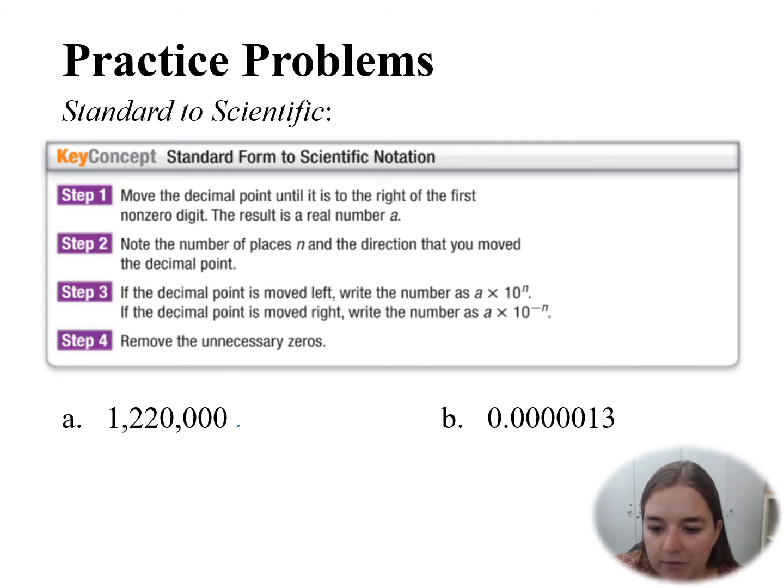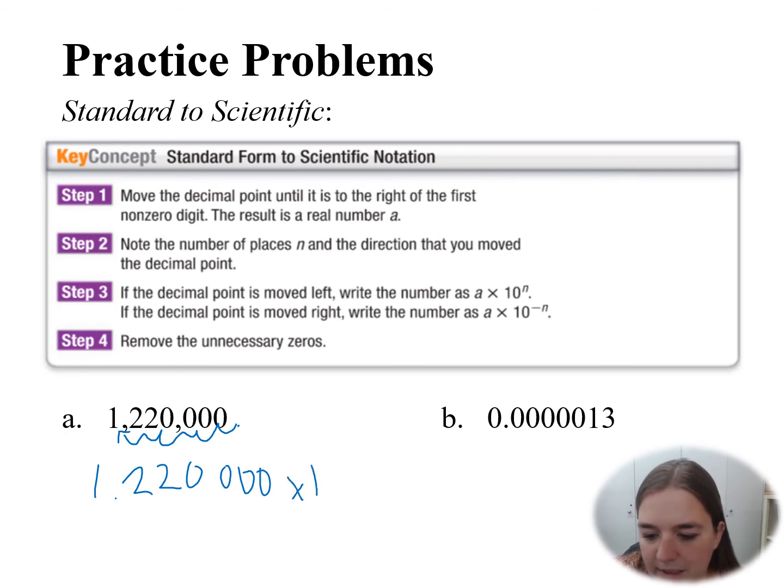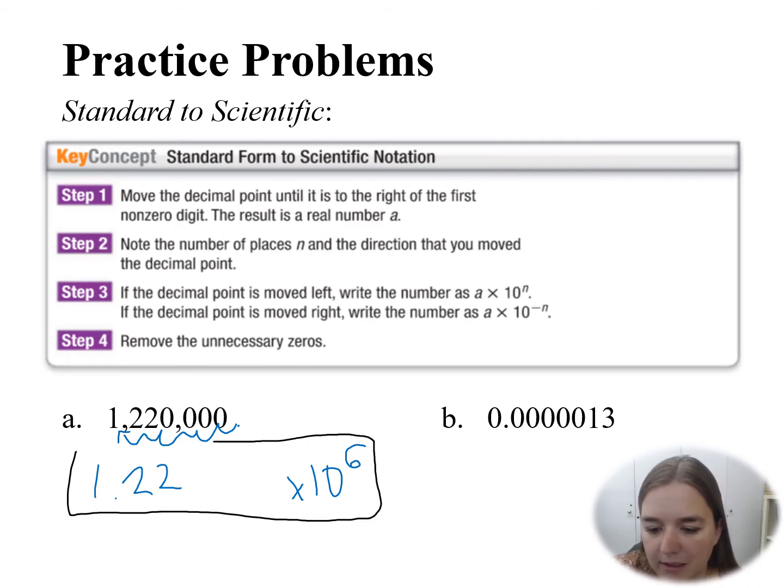And I'm going to move the number of places, n, and the direction. So I see I move 1, 2, 3, 4, 5, 6. So I need to move my decimal 6 places, and it turns into 1.220000 times 10 to the power of 6. That n value is going to be positive because my number is greater than 1. Last step is to remove those unnecessary zeros, so I can get rid of my zeros after the decimal point. So my final answer looks like 1.22 times 10 to the 6th.